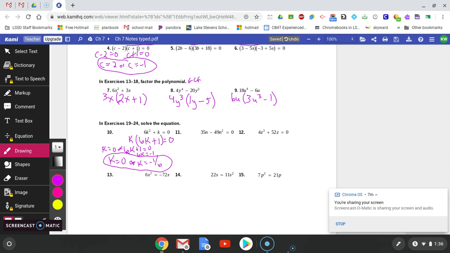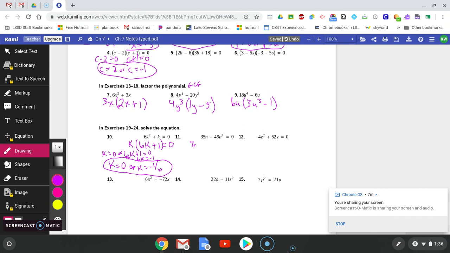Okay, so for number 11, the GCF on this one is going to be 7n. When I factor out a 7n, I'm left with 5 minus 7n, and it's still equal to 0. Now I have something times something equal to 0, so I can set each of those somethings equal to 0. So 7n equals 0, or 5 minus 7n equals 0. When I divide both sides by 7 on the first one, I get n equals 0. The second one, I'd subtract the 5 over first and then divide by a negative 7, so I would get n is equal to a positive 5/7. And I've got my two answers.